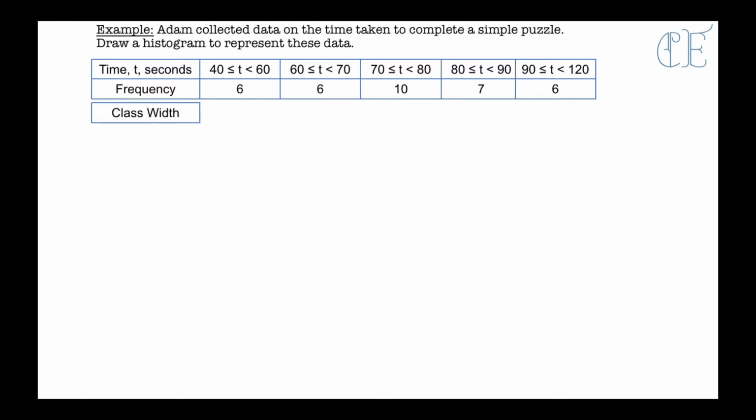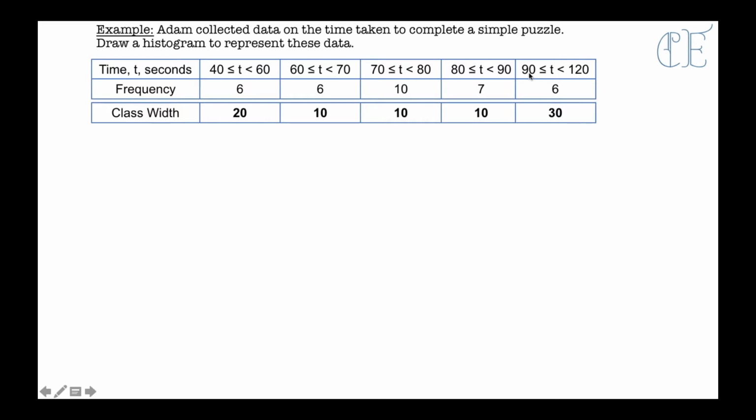So we need to work out the class width. Now the class width is easy because it's basically just the difference between these two numbers. So between 40 and 60 it's 20, 60 and 70 is 10, 70 and 80 is 10, 80 and 90 is 10, and 90 to 120 is 30. So we just write them in to make it easier and we've got all of our information.